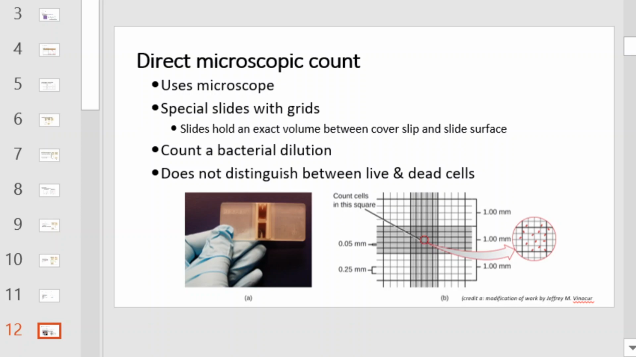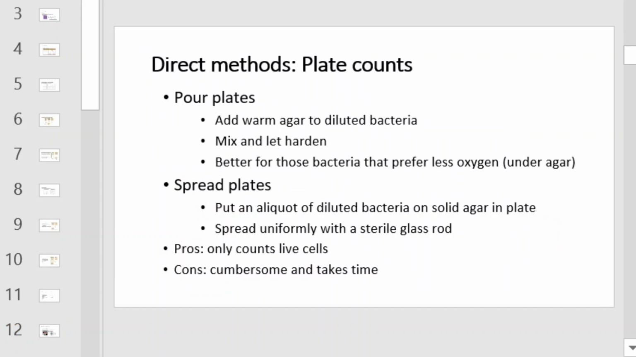This is the direct microscopic count. Here we use a microscope and special slides with grids. The slides hold an exact volume between the cover slip and the slide surface. A researcher would literally count a bacterial dilution. This unfortunately does not distinguish between live and dead cells. It only counts how many cells are present.